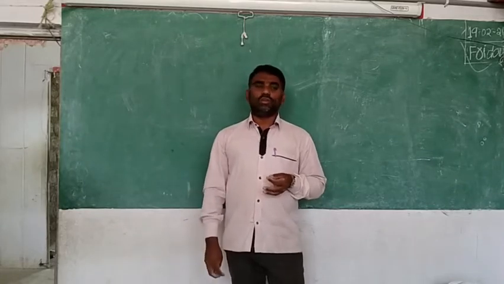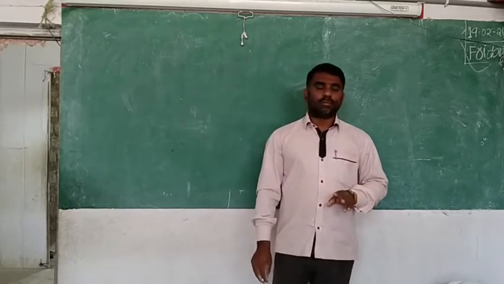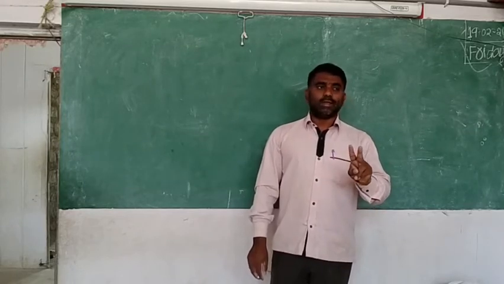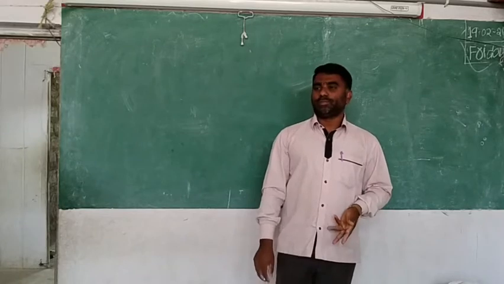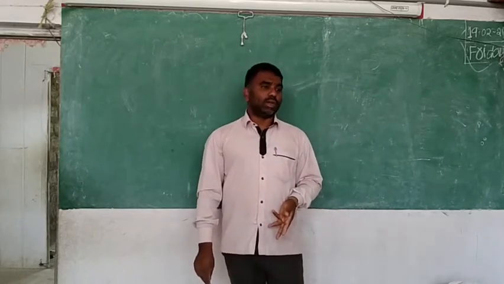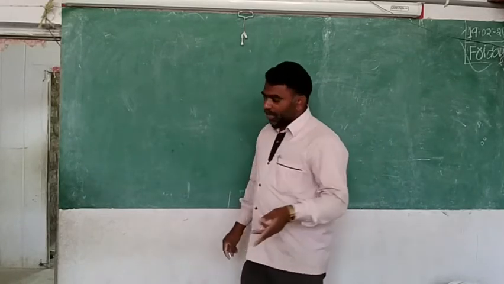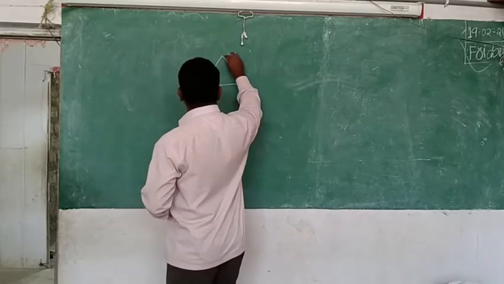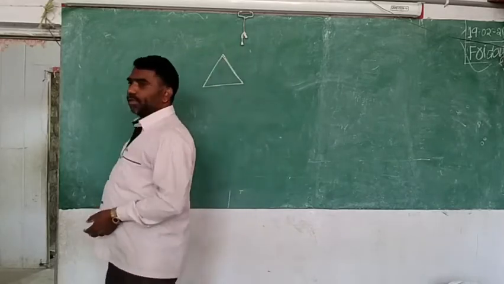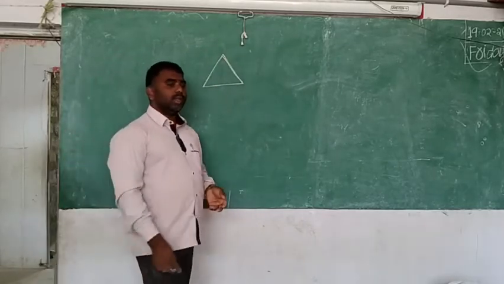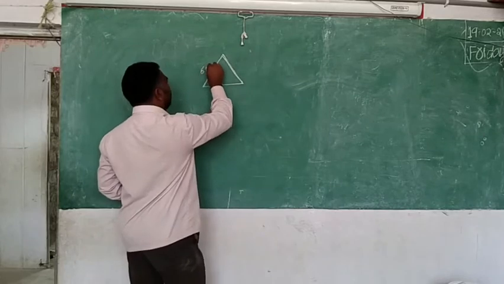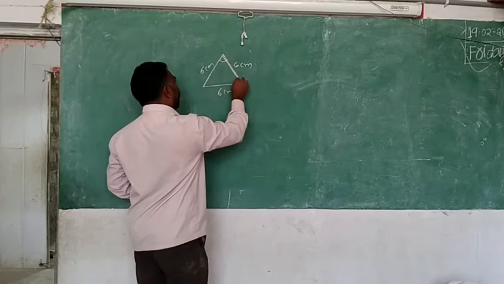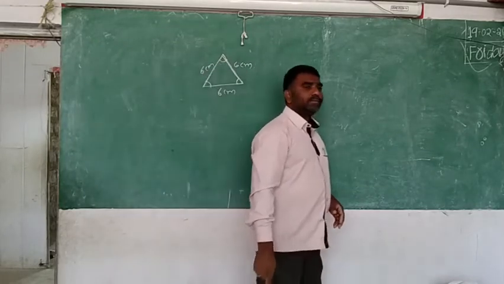So today I am going to say another three properties. First of all, I will say two properties, but you have to check them practically at your home. If you take any equilateral triangle, do you remember what an equilateral triangle is? Three sides are equal. If you draw any equilateral triangle and check the angles, the angles will also be equal.